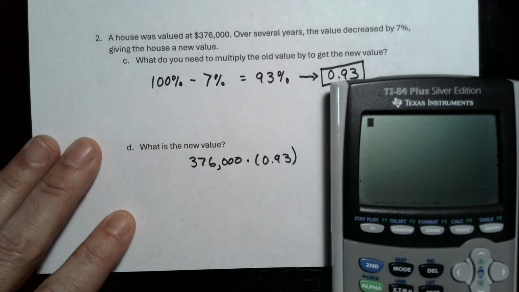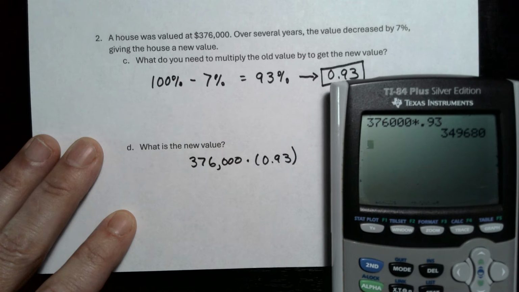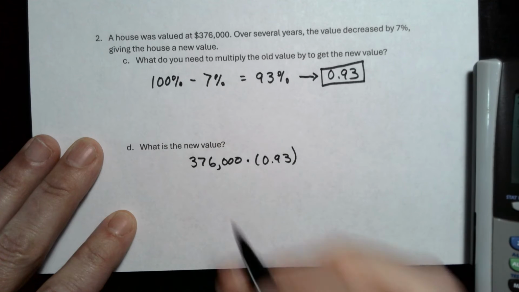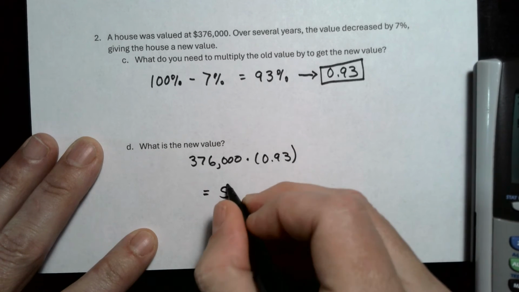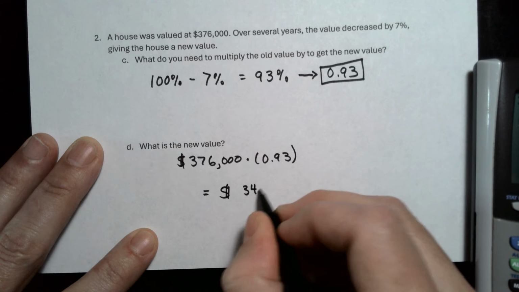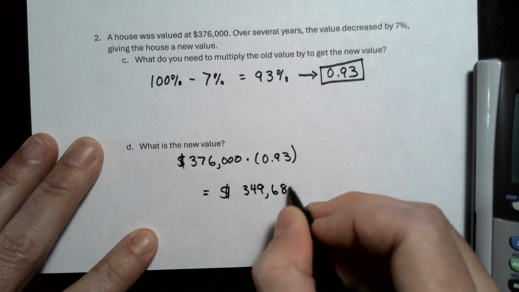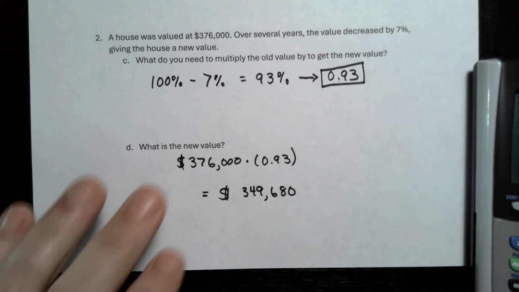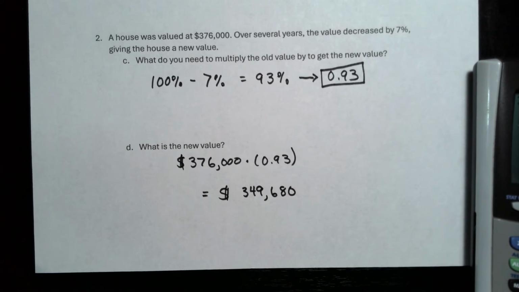Okay, so let's go ahead and do that. So here we have 376,000 times 0.93, which will be $349,680. Okay, so equals, I'll put the money sign here. Could have put it here as well if you wanted. 349,680. Okay, so it went down in price by 7%. Okay, let's do a couple more here.